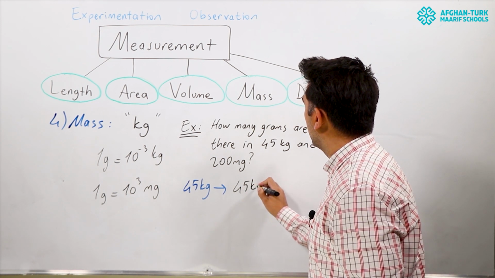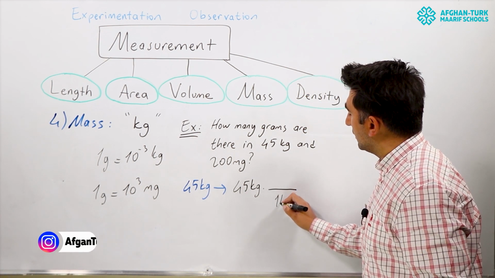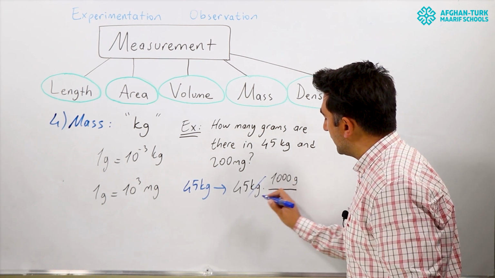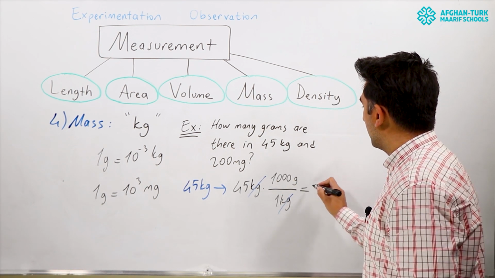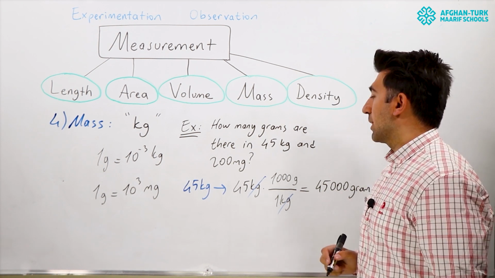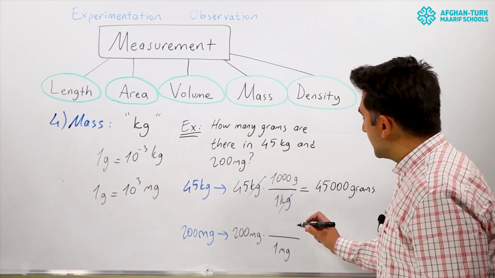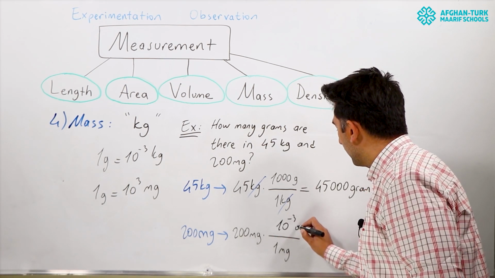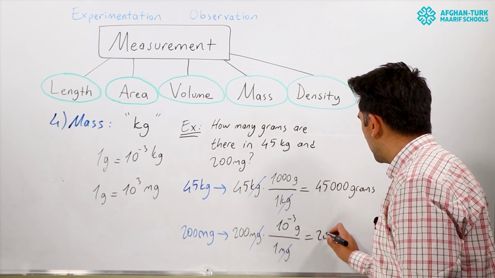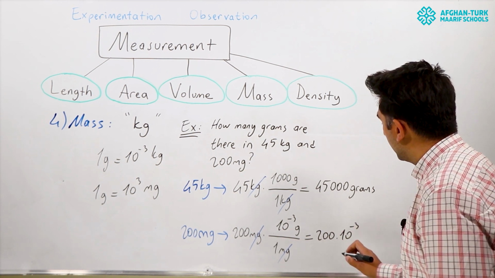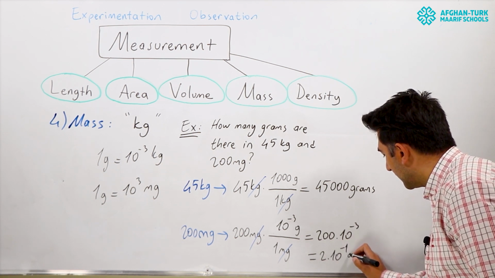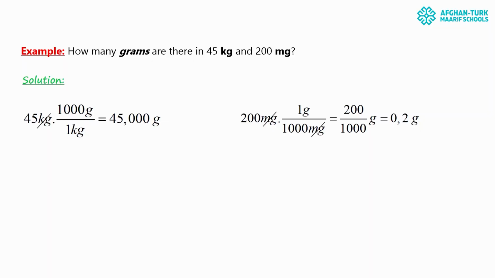45 times 1 kilogram is equal to 1000 gram. So I cancel out kilogram, and that's equal to 45,000 grams. How about 200 milligrams? 1 milligram is equal to 10 to the power of minus 3 gram. If I cancel out milligrams, I will have 200 times 10 to the power of minus 3, and that's equal to 2 times 10 to the power of minus 1 gram, and that means that 0.2 grams.